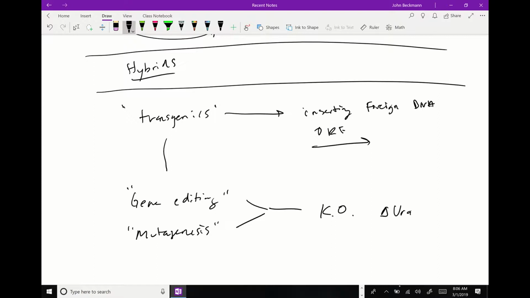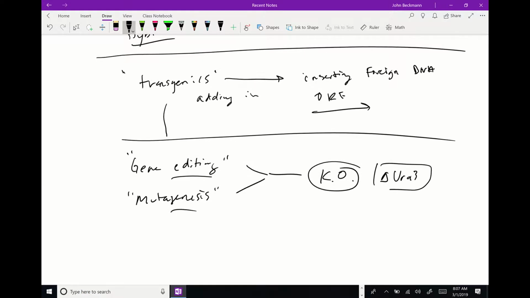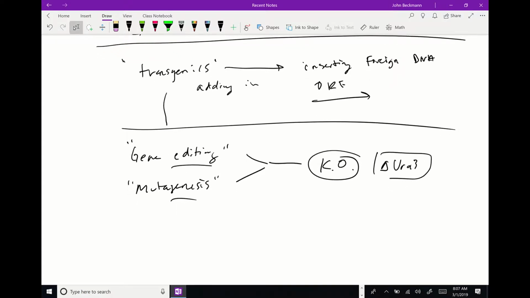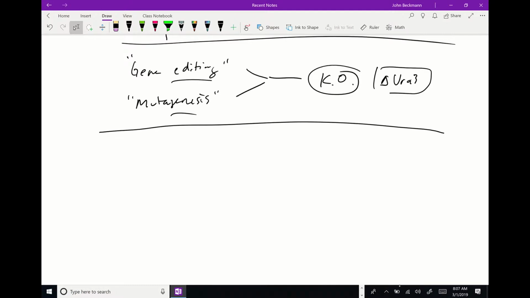So just like in yeast, we talked about making a deletion of URA3. In plants, you might want to knock out a gene. But when we say transgenics, it's usually adding something in. And when we say gene editing or mutagenesis, it's usually knocking something out. And these actually have different regulatory mechanisms with the government, and we'll talk about that. But first, let's talk about the transgenics. So we'll talk about how to make transgenics.